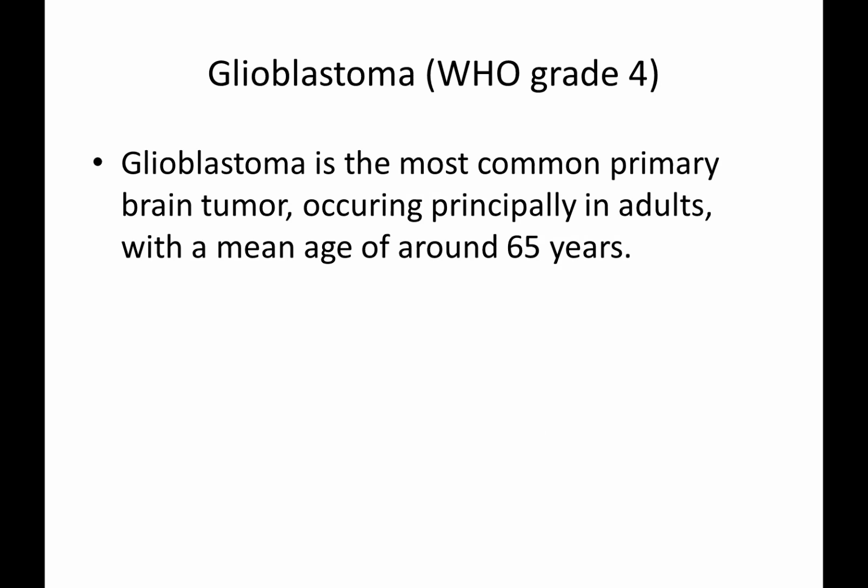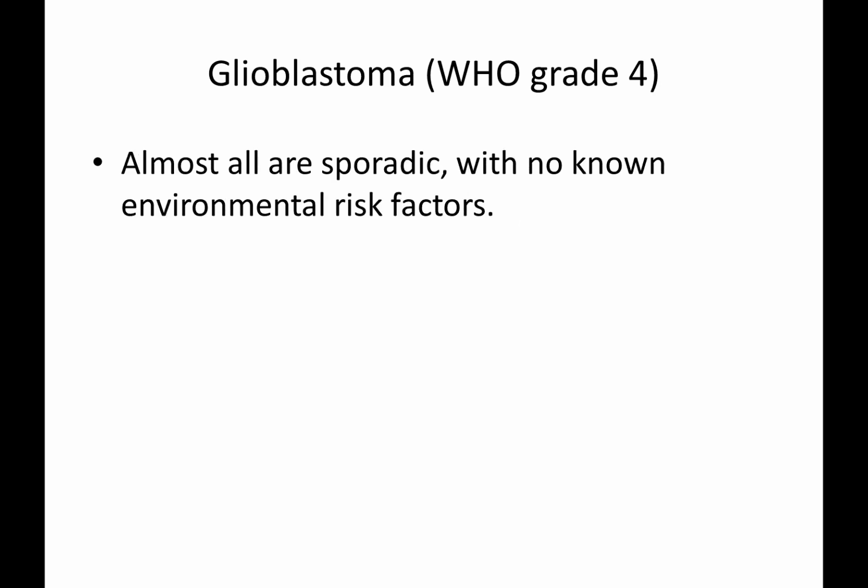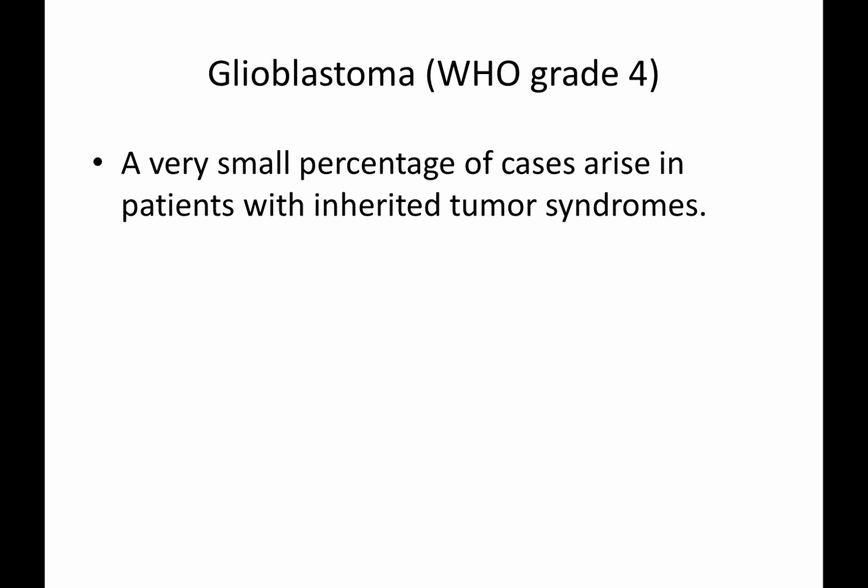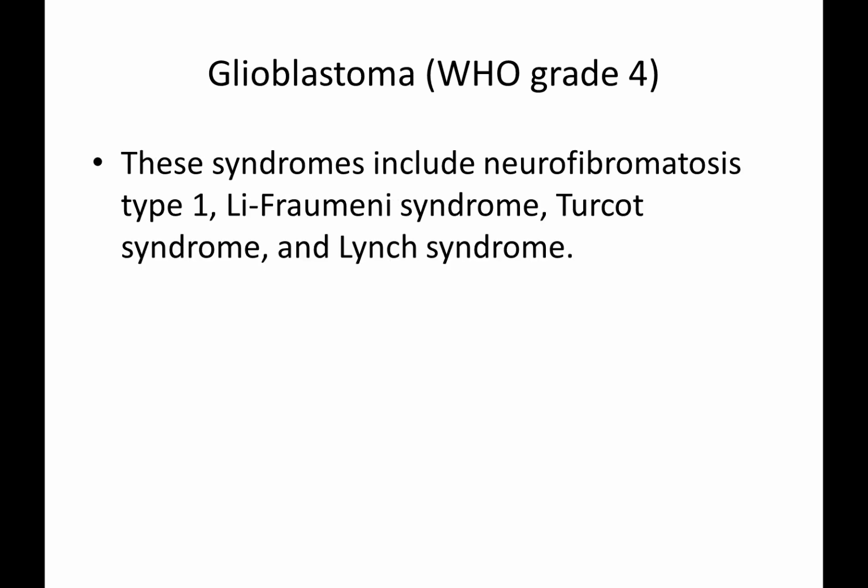Glioblastoma is the most common primary brain tumor, occurring principally in adults, with a mean age of around 65 years. Almost all are sporadic, with no known environmental risk factors. A very small percentage of cases arise in patients with inherited tumor syndromes. These syndromes include neurofibromatosis type 1, Li-Fraumeni syndrome, Turcot syndrome, and Lynch syndrome.